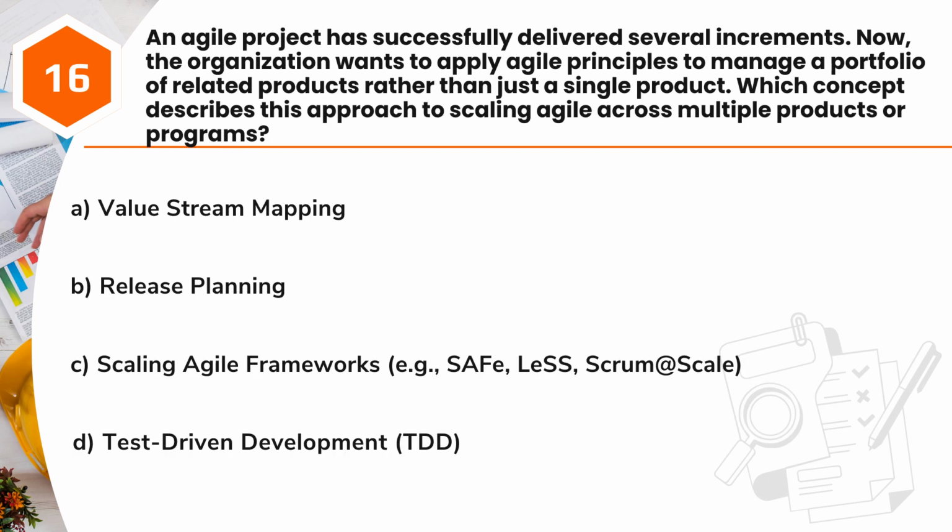Question 16. An Agile project has successfully delivered several increments. Now, the organization wants to apply Agile principles to manage a portfolio of related products, rather than just a single product. Which concept describes this approach to scaling Agile across multiple products or programs? A. Value stream mapping. B. Release planning. C. Scaling Agile frameworks, for example SAFe, LeSS, Scrum at Scale. D. Test-driven development, TDD.